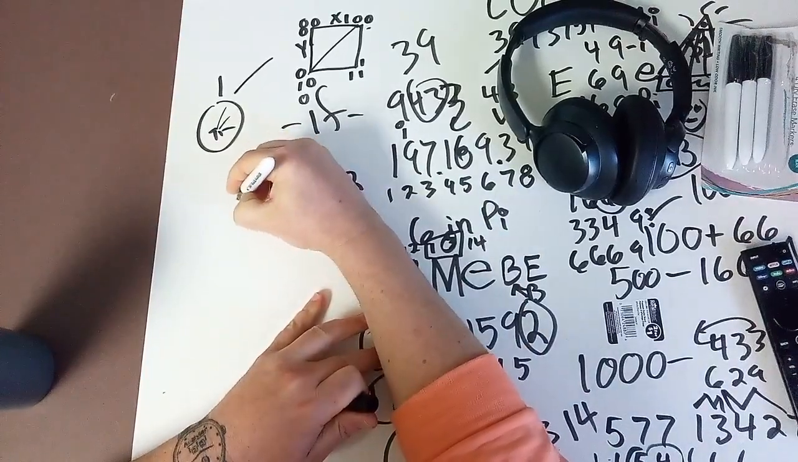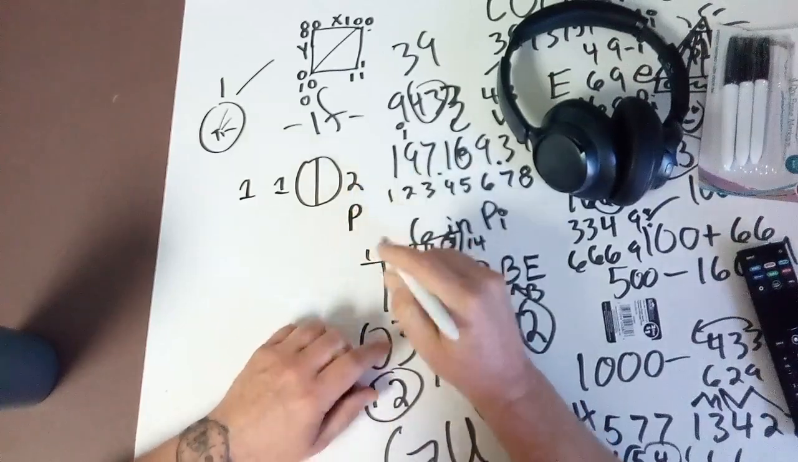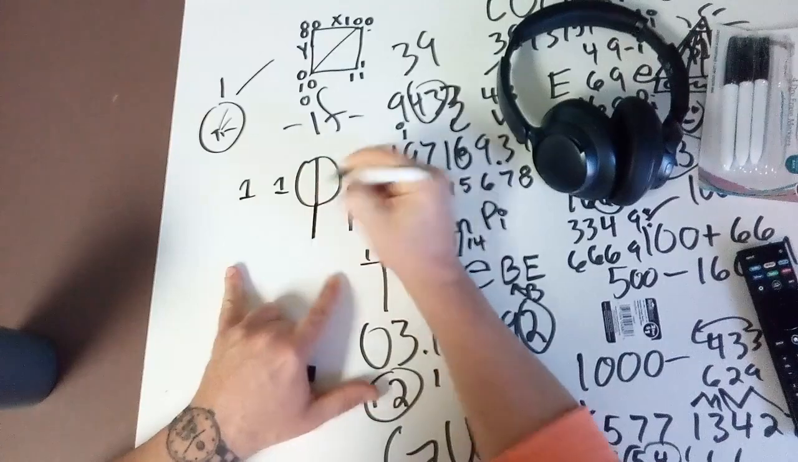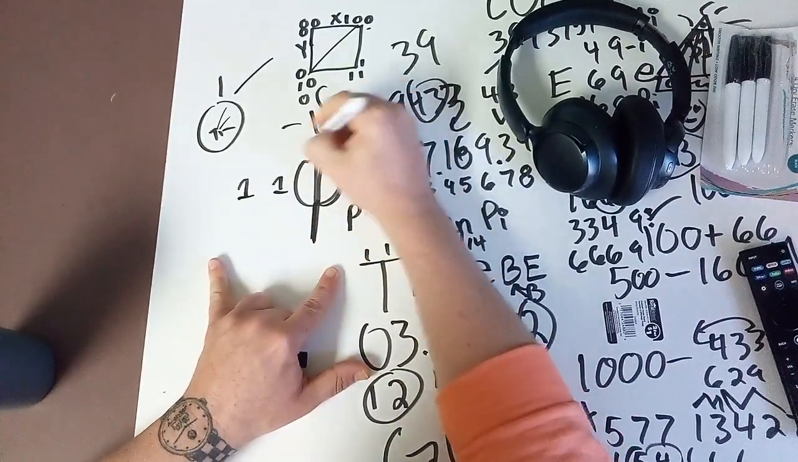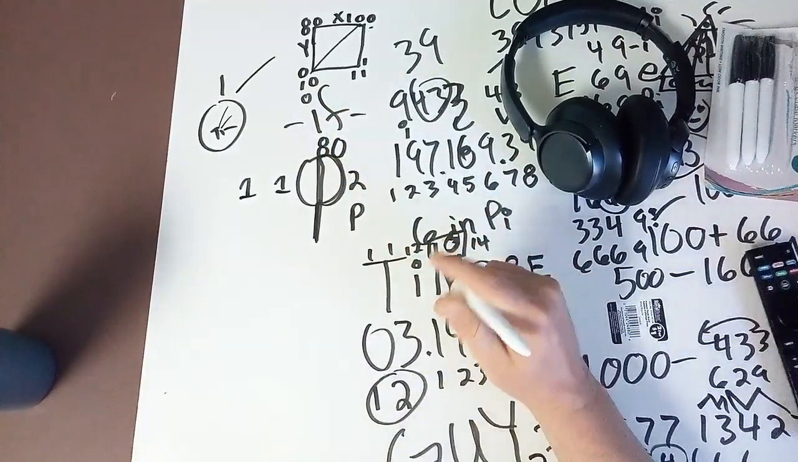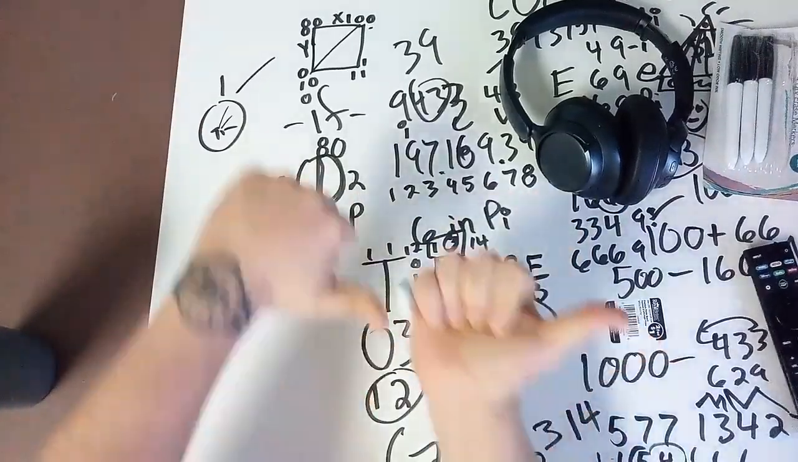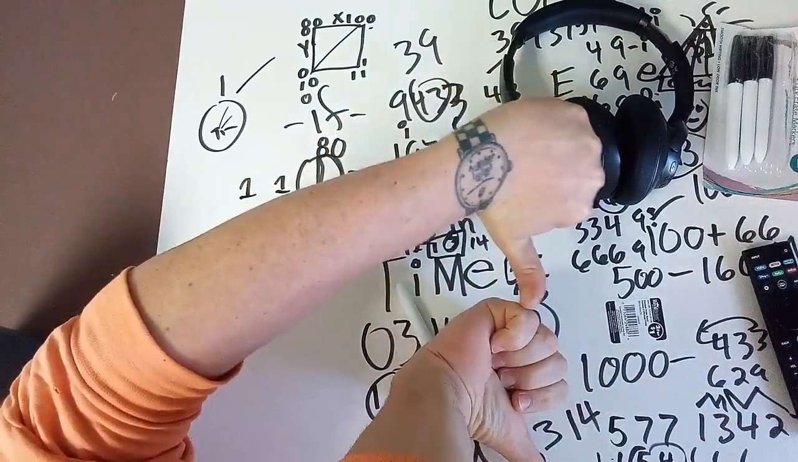1, 1, 2 is lowercase p. That's lowercase. And then we've got uppercase P, which is H 0. Alright? So if you don't know what P looks like, it looks like that. There you go. Alright?